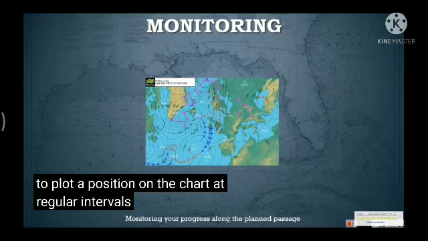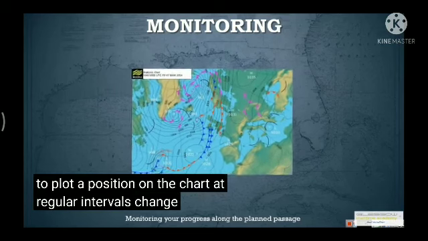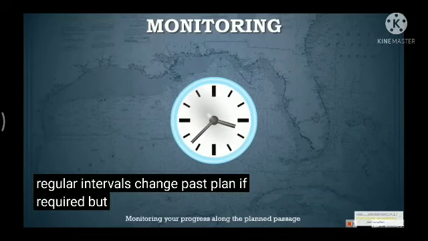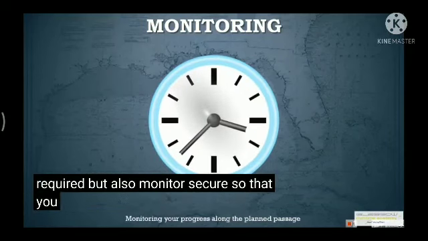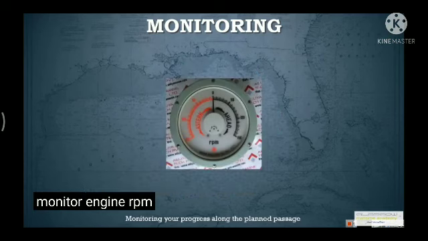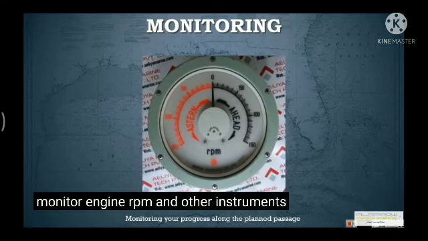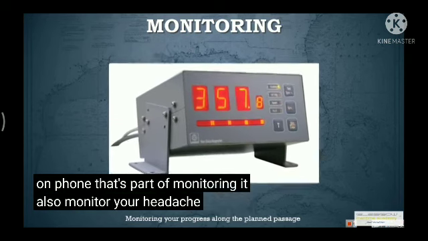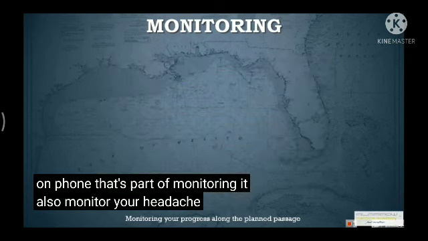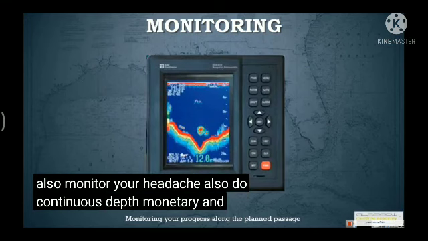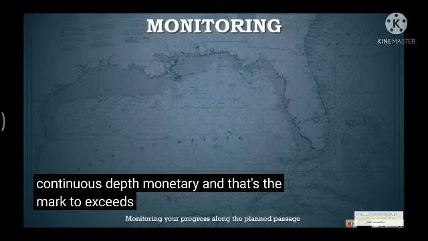You would monitor weather and change your passage plan if required. You would also monitor schedule so that you are on track. You would monitor engine RPM and other instruments on board. That's part of monitoring. You would also monitor your heading. You would also do continuous depth monitoring, and that's the monitoring stage. So these are the stages of passage planning.